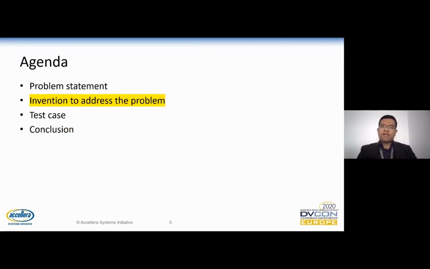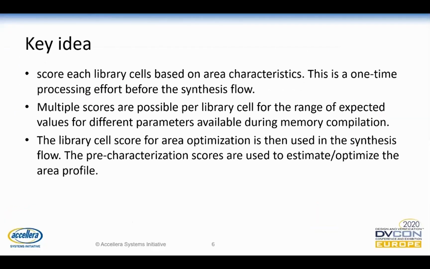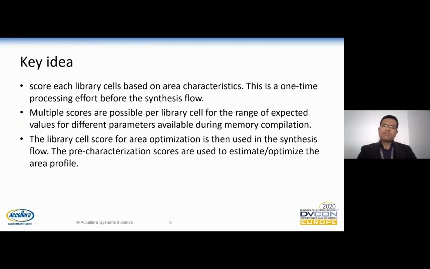Let me now talk about my idea in detail. In a nutshell, my key idea is that we score each RAM cell in the library based on its area characteristics. This is a one-time processing effort before the synthesis flow. Now, multiple scores are possible per library cell for the range of expected values for different parameters available during memory compilation. The library cell score for area optimization is then used in the synthesis flow. Now the pre-characterization scores are used to estimate and optimize the area profile.